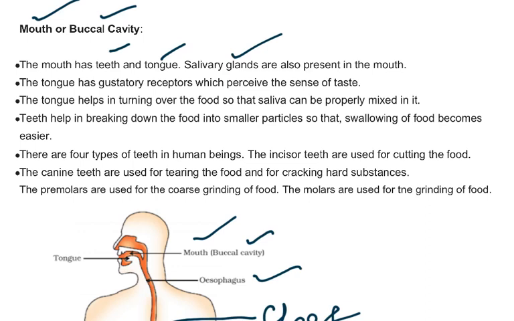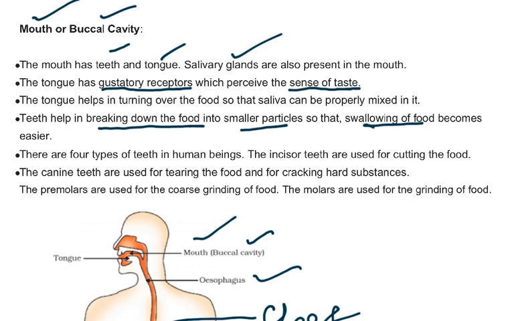Tongue has a very important role, that is a gustatory receptor which has a sense of taste. So you taste the food, whether it is palatable, has to be ingested or not to be ingested, on the basis of the tongue. Followed by, we have teeth, which help in breaking down food into smaller pieces so that it can be easily swallowed.